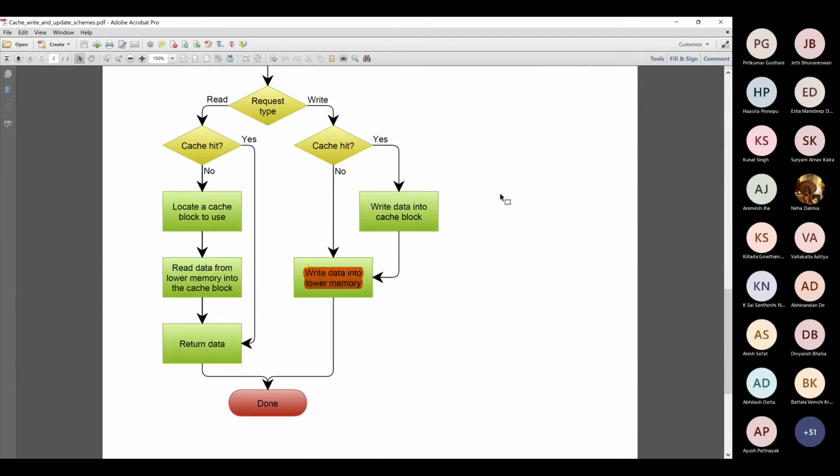Then no write allocate performs something drastically shocking. It does not perform the write or update into the cache at all. It only performs the update into the lower memory blocks, maybe using write buffers or something. Think about it. This is shockingly against the principle of cache. The principle of cache says that all read write should happen through cache.